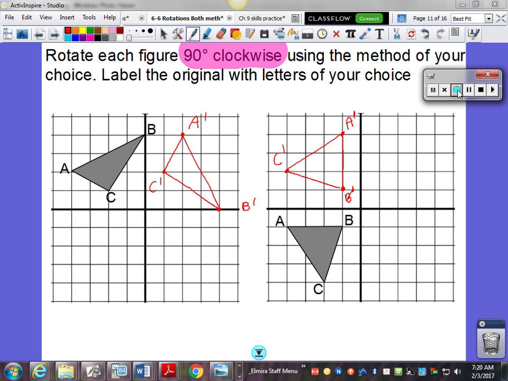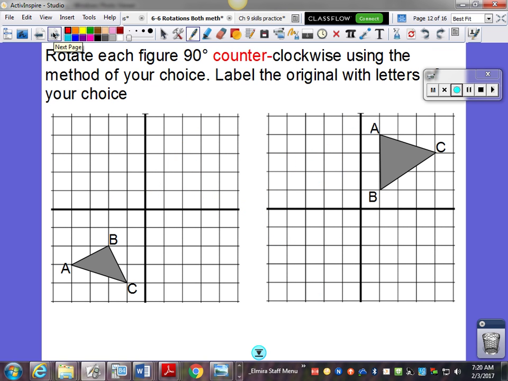Okay, this is what your triangles should look like. Clockwise is going this way. It's going this way. And let's go to the next two.